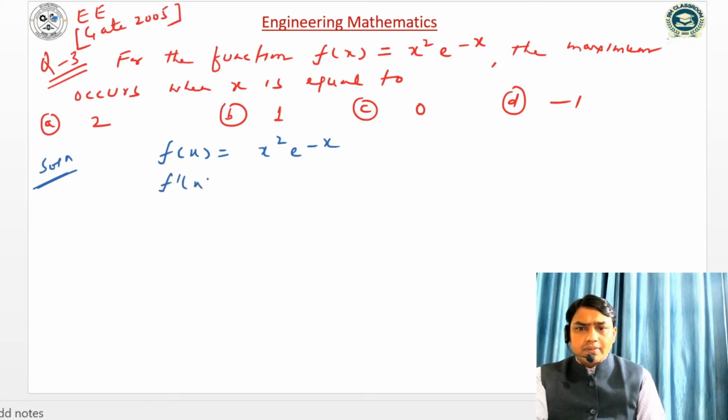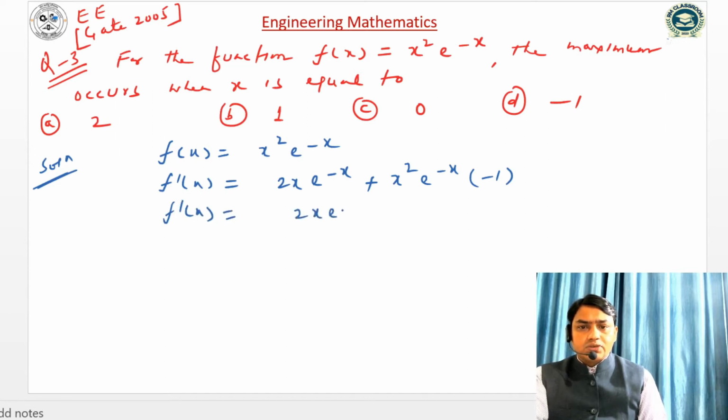Firstly, compute the first derivative, that is x square into e to the power minus x. So it is 2x into e to the power minus x plus x square into e to the power minus x into minus 1. So f dash x is 2x into e to the power minus x minus x square e to the power minus x.